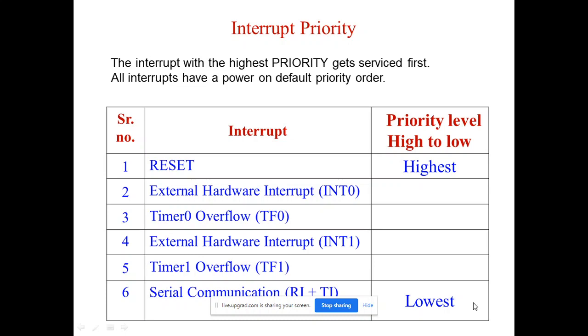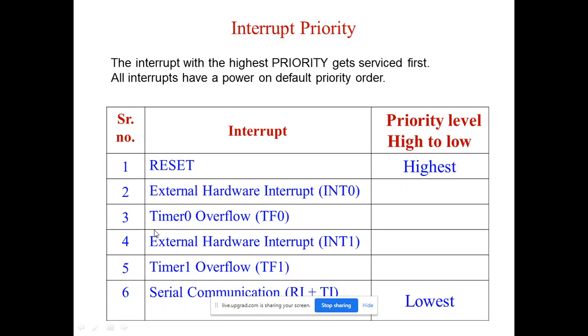That is mentioned in this table. In this case, we know that there are 6 interrupt sources. One is reset, then interrupt from external interrupt 0, INT 0, then interrupt through timer 0, then interrupt INT 1, then timer 1, and then serial interrupt. As you are moving from reset to serial interrupt, priority reduces. Means reset has the highest priority and serial communication has the lowest priority.